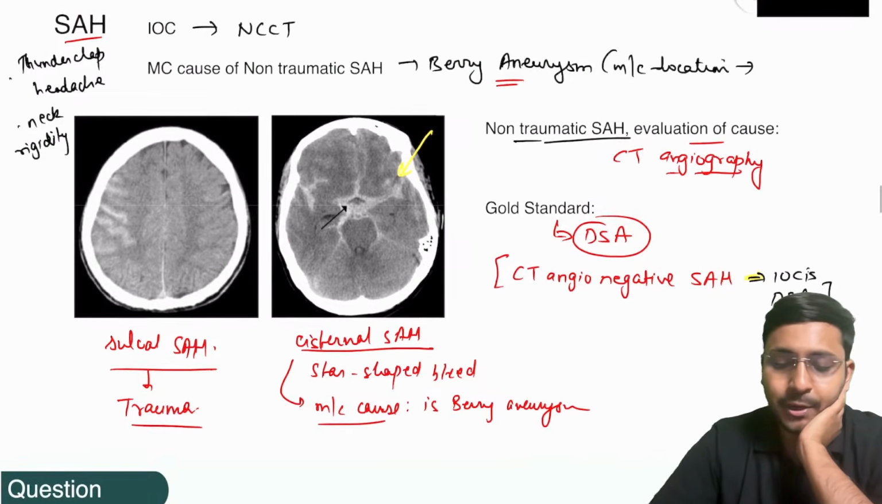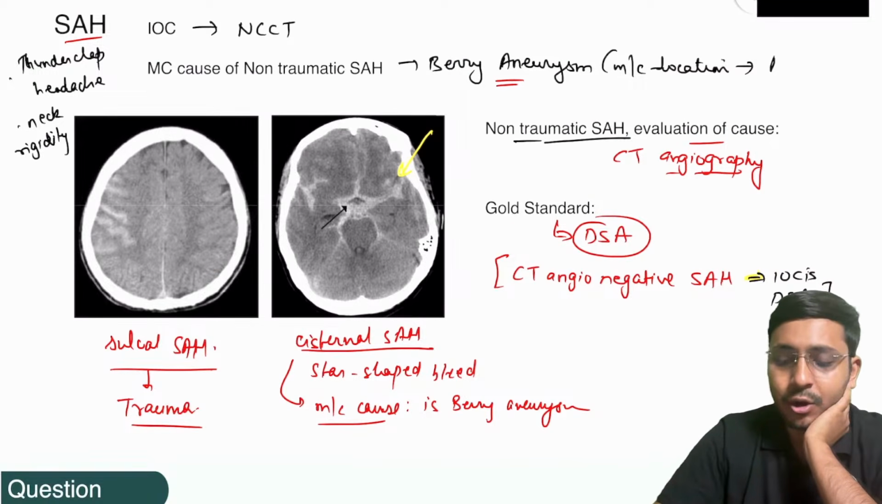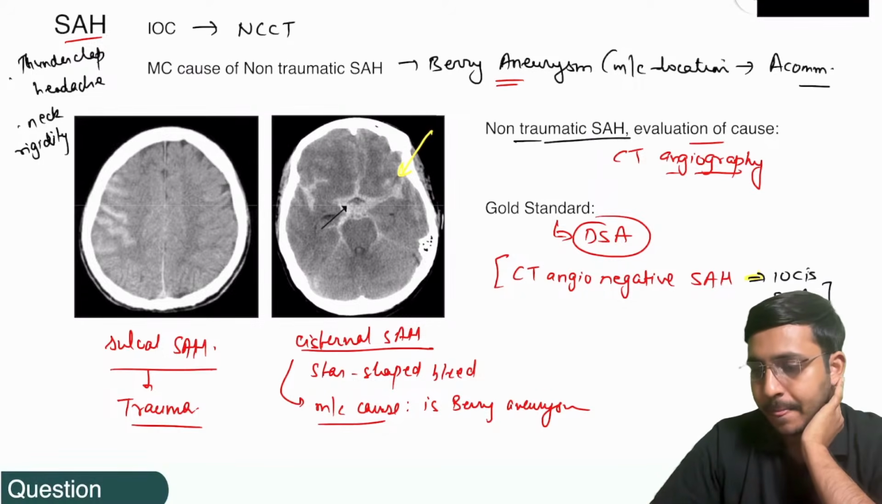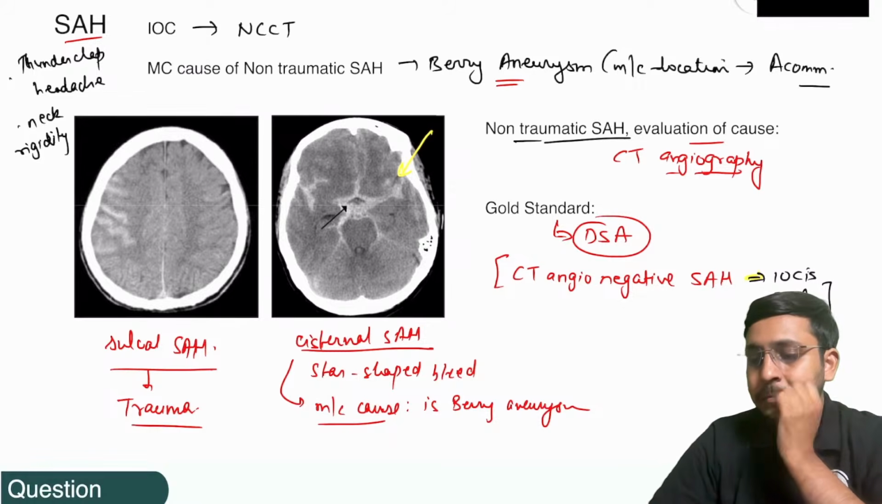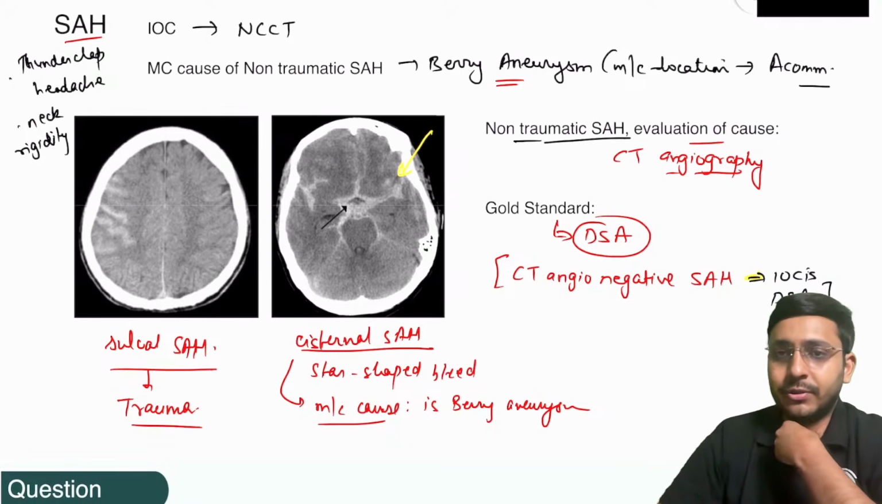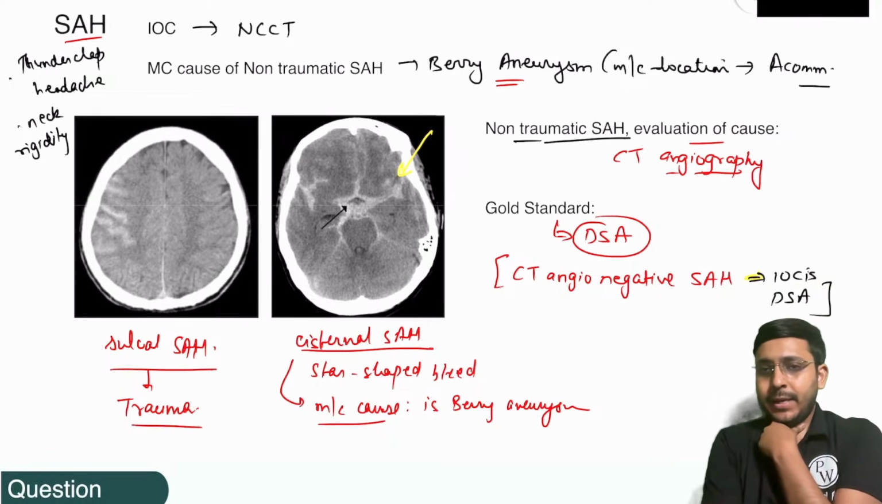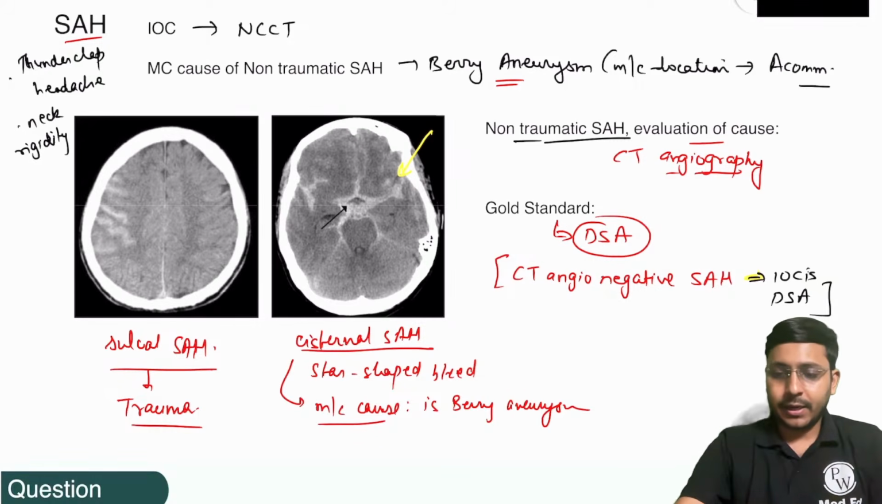Okay, good. The most common location of berry aneurysm is ACOM, anterior communicating artery. Okay, good, Tanya. Circle of Willis is a very broad term. In the Circle of Willis you have to localize the artery, brother. It is the anterior communicating artery, ACOM artery.